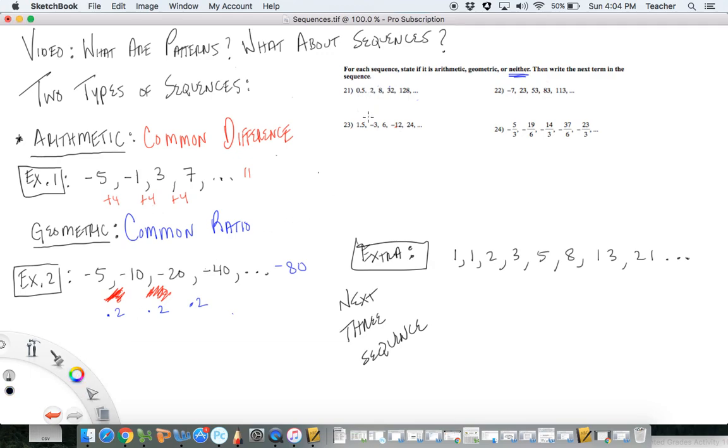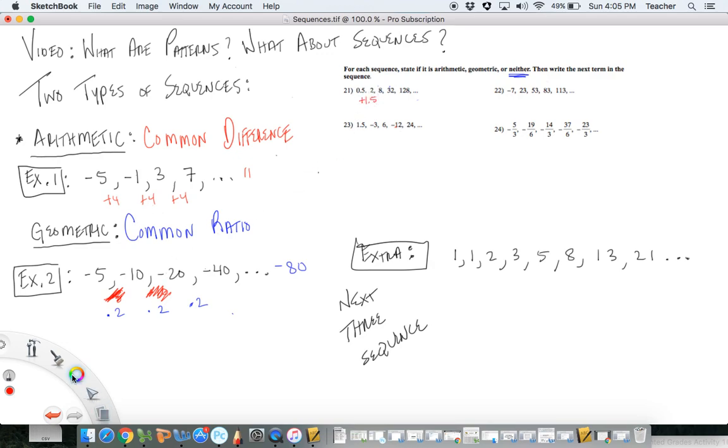Now, in your problem set that you will get to work on in your groups, it's going to ask for each sequence: say if it's arithmetic, geometric, or neither. Then write the next term in the sequence. Right, so next term in the sequence. I might ask you to do the next 3 terms in the sequence, but for practice here, we'll just talk about the next term. So on this particular one, how you attack these problems is that we first look at the common difference. Now in this case, it looks like the common difference between the first and second term is plus 1.5.